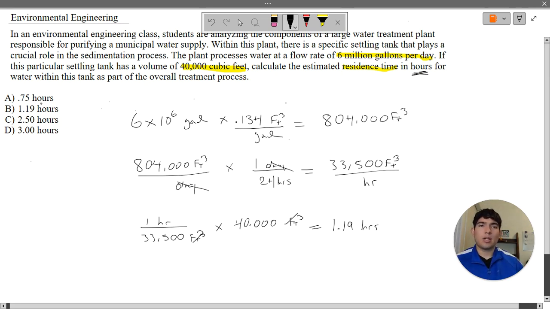So as you can see, like I mentioned earlier, a lot of these environmental engineering problems are really unit conversion problems. You just have to be really careful to recognize what it is you actually are being asked to solve for. So in this case, residence time in hours. We were given a flow rate in million gallons per day. So we converted that to feet cubed per hour in order to be in line with the units that the other numbers we were given were in. So once we had all our units the same, we were able to run our calculation to cancel out feet cubed and be left with hours, which is what we wanted.